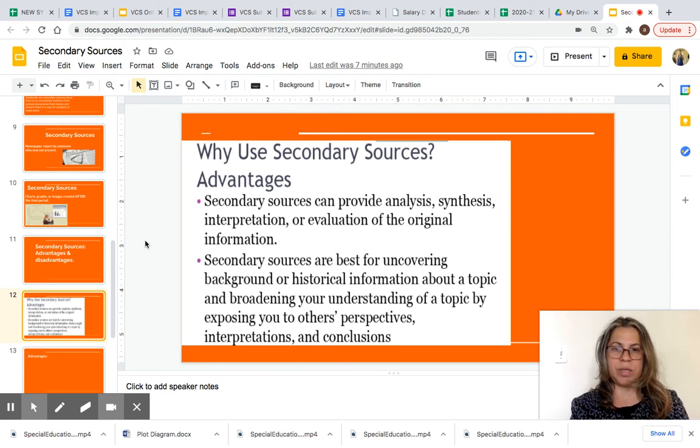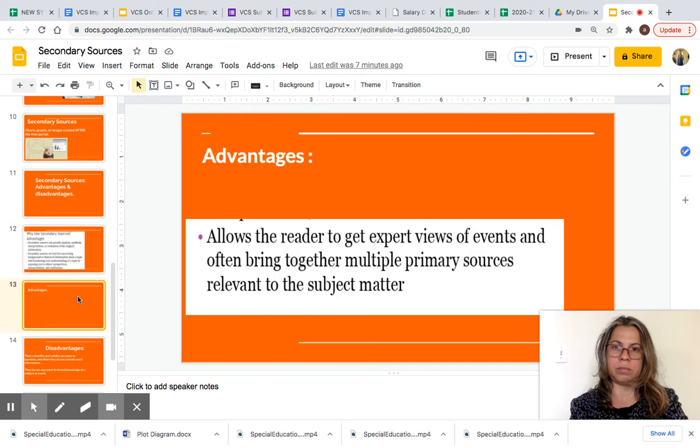Secondary sources are best for uncovering background or historical information about a topic and broadening your understanding of a topic by exposing you to others' perspectives, interpretations, and conclusions. It also allows the reader to get expert views of events and often brings together multiple primary sources relevant to the subject matter.